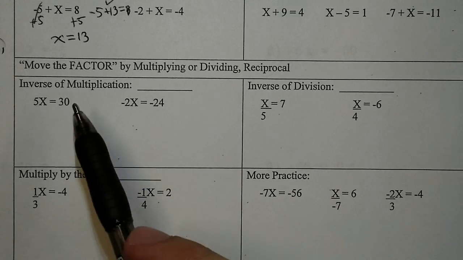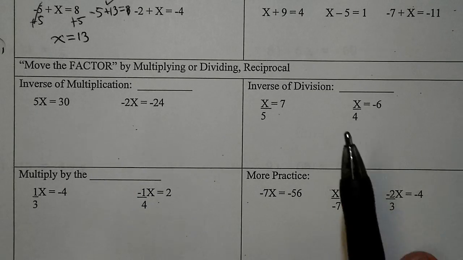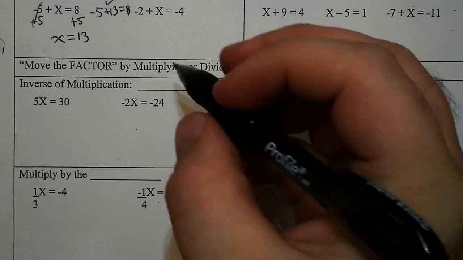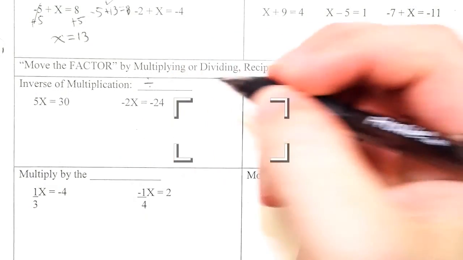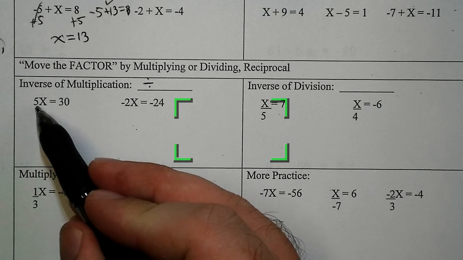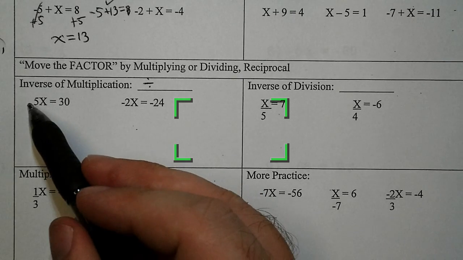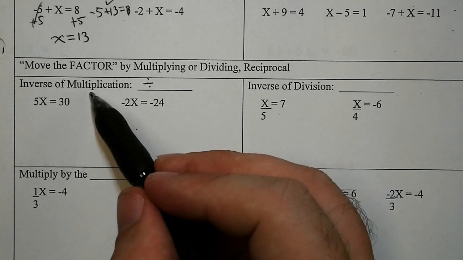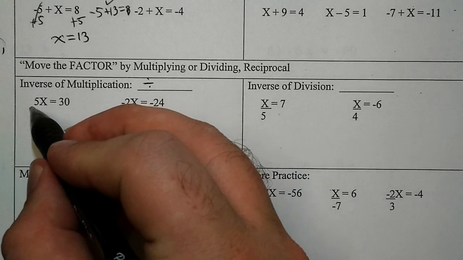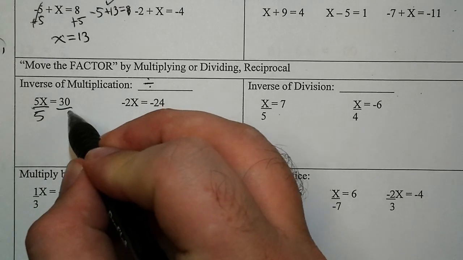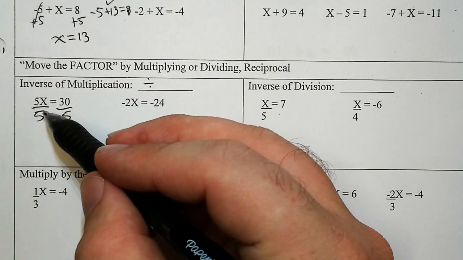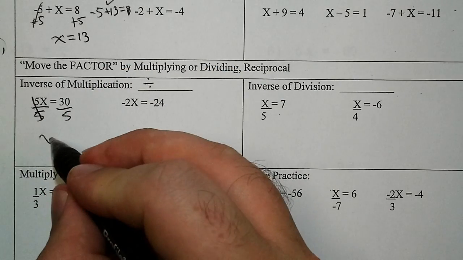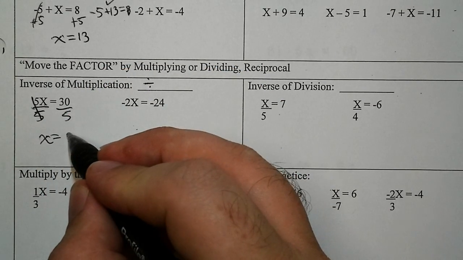We're going to try now to move the factor by multiplying or dividing or using the reciprocal. So the inverse operation of multiplication is division. Whenever you see a number touching a letter, that's multiplication. This number is called the coefficient. So the opposite of multiply is divide. So instead of multiply by 5, we'll divide by 5. You're always trying to get rid of or move the number that's next to x. These cancel, and I'll get x is equal to 30 divided by 5, which is 6.